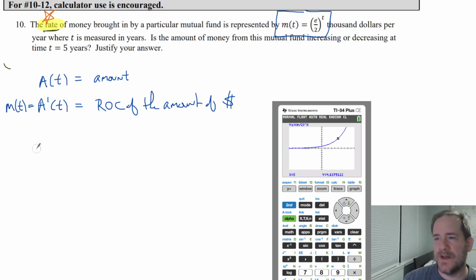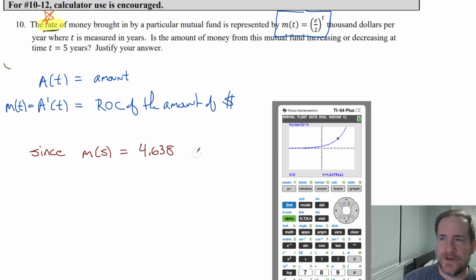So just say something like since m of 5 equals, and don't just say it's positive, give me the value of it too so that I know you've actually done that work, but 4.638. And you know what, it wouldn't kill you to use appropriate units as well. So what is this? Thousands of dollars per year. So you could either actually write out thousands of dollars per year, or let's just write it out. Thousands of dollars per year.